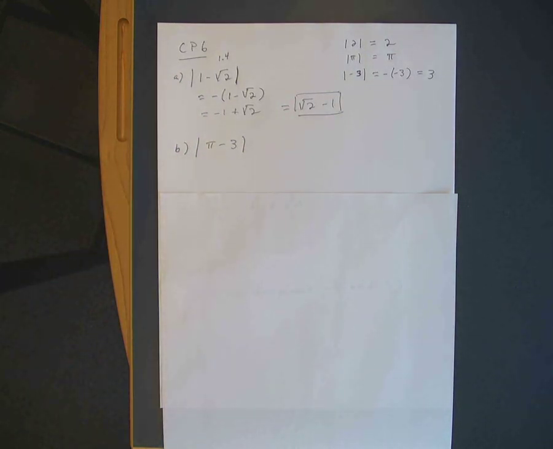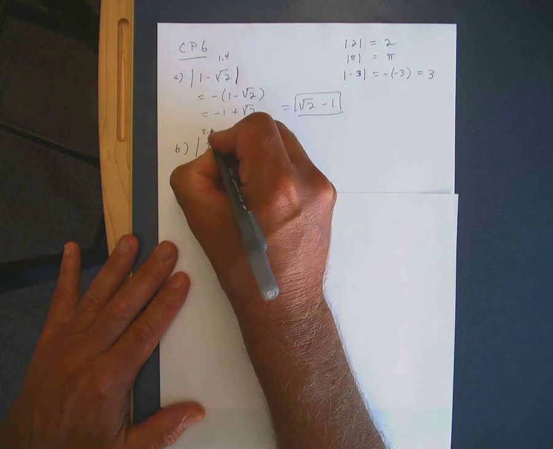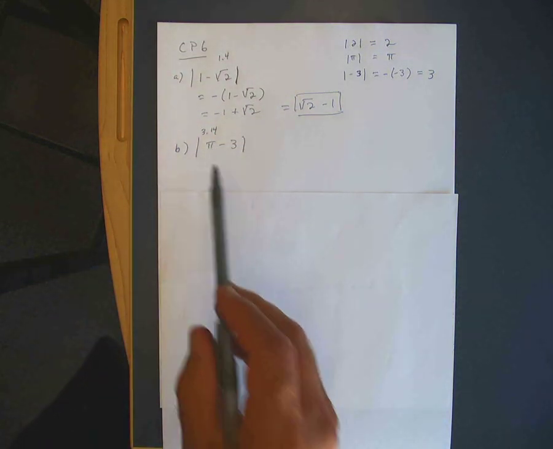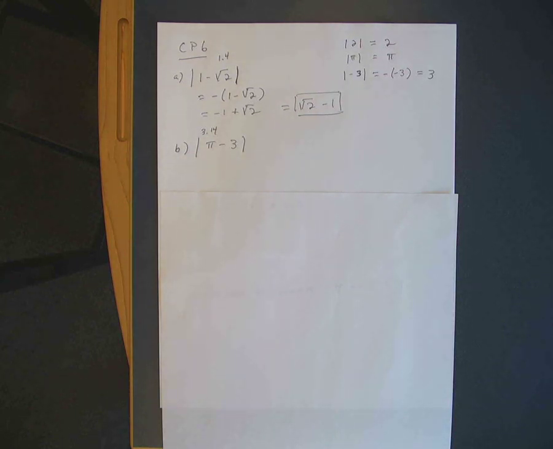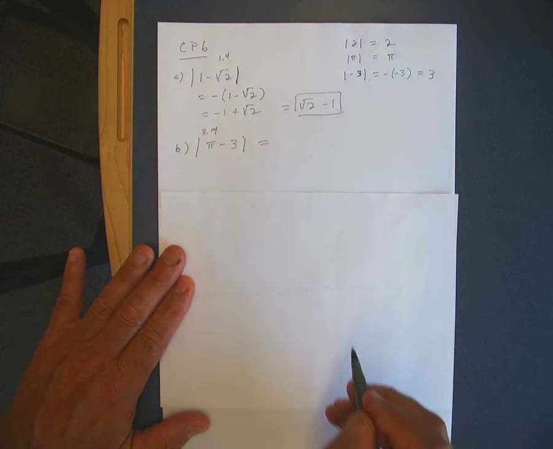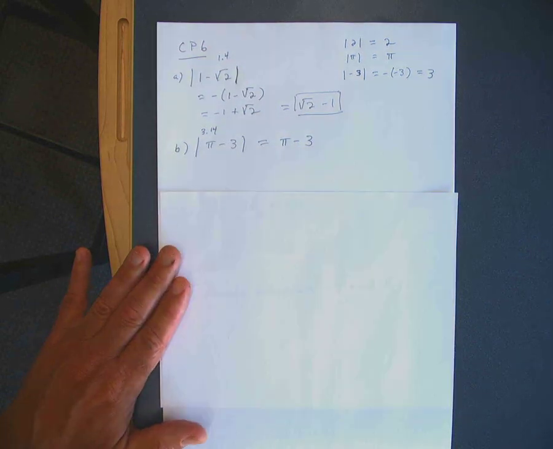Okay, the next example is the absolute value of pi minus 3. We'll go about it the same way. Pi is an irrational number, but to think about this, we can put an approximation in. Pi, as you recall, is about 3.14. So this would be 3.14 minus 3, which would be about 0.14. It would be a positive number. So remember, if you're taking the absolute value of a positive number, you can simply take the absolute value bars off, and this is equal to pi minus 3.